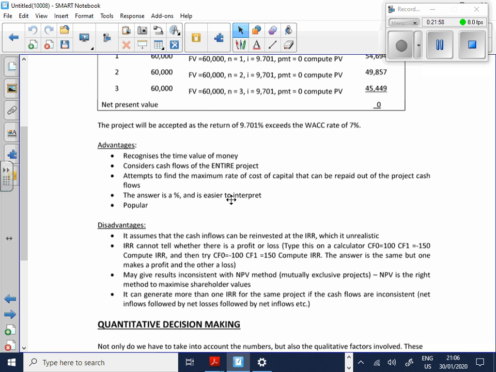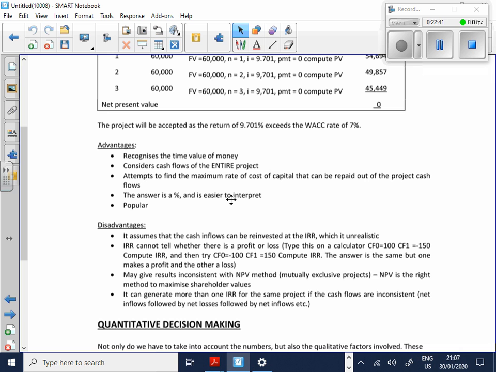So I'd like you to clear your calculators, and I'd like you to go minus 100, cash flow 0. Positive 150, cash flow 1, compute IRR. What do you get? You get 50. Is that right? Okay, so now I want you to change things around. So we said minus 100 plus 150. This time I want you to say plus 100 and minus 150 and compute IRR. And what do you get? 50. So with IRR, you don't know whether you're getting a profit or a loss.